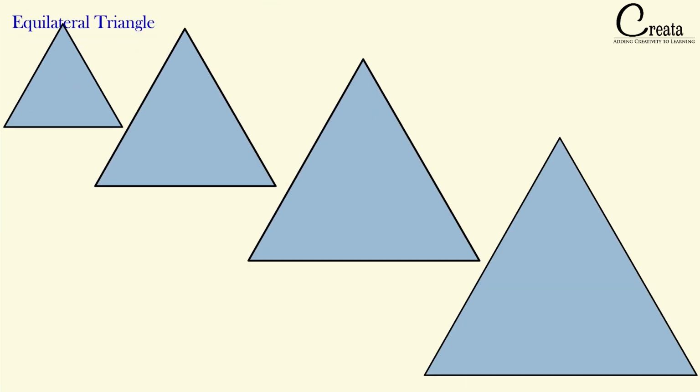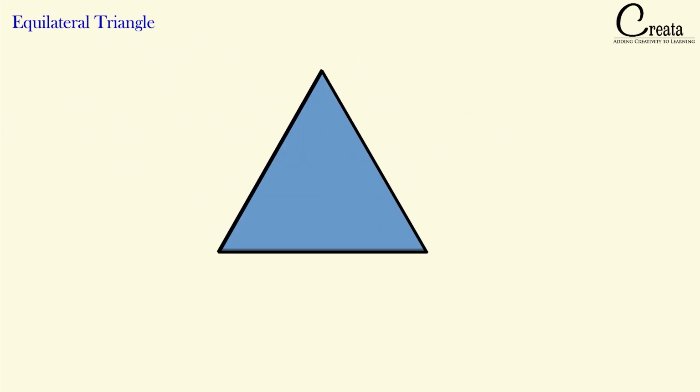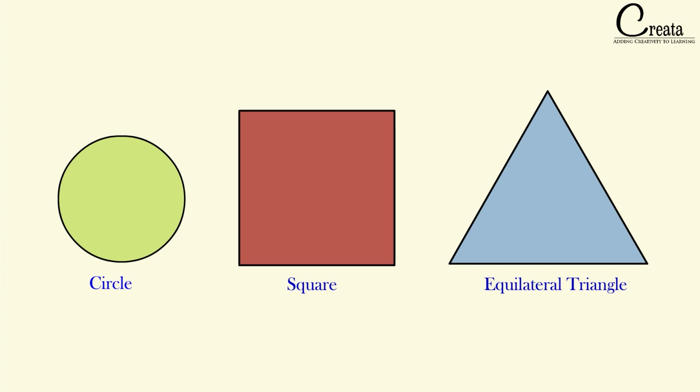The third and last example in this category is the equilateral triangle. You can take any equilateral triangle, of any dimension. If you increase or decrease the size, they will match with each other, or we can say they have the same shape. So we have three examples which are generally asked in the examination: circle, square, and equilateral triangle. These geometrical figures are always similar to each other in their own category.